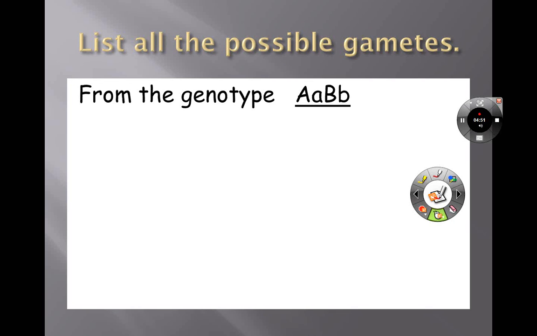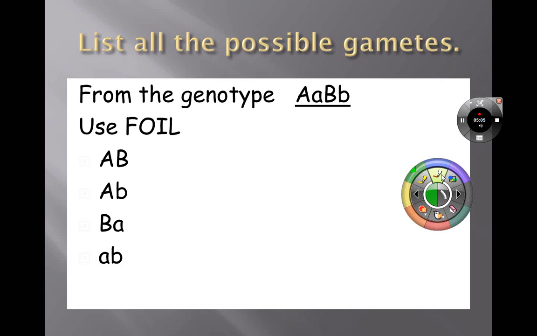Listing all the possible genotypes for this particular combination. Using FOIL, you should be able to do this. Those are the possible: first, outer, inner, last.